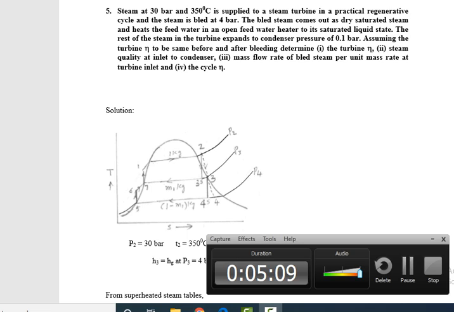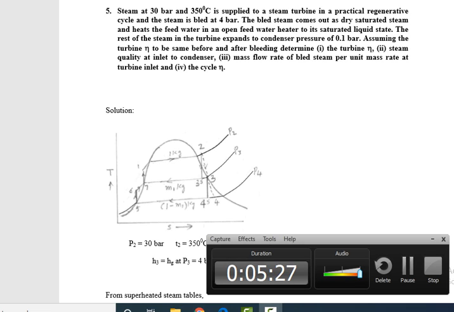This steam is blended at 4 bar, and the blend steam comes as dry saturated steam and heats the water, and the steam expands to condenser pressure 0.1 bar. Assume the turbine efficiency is the same before and after blending.